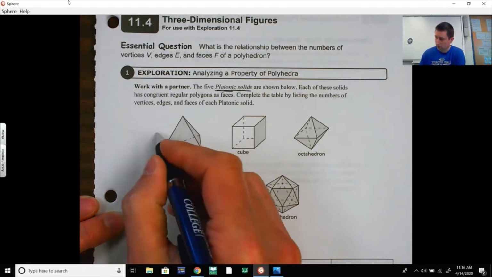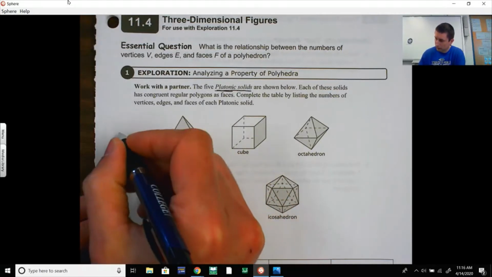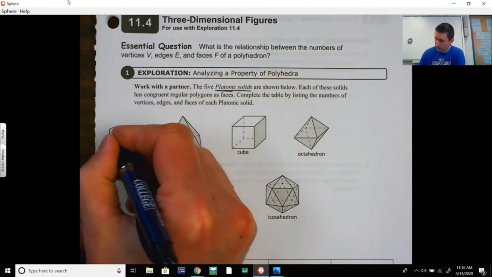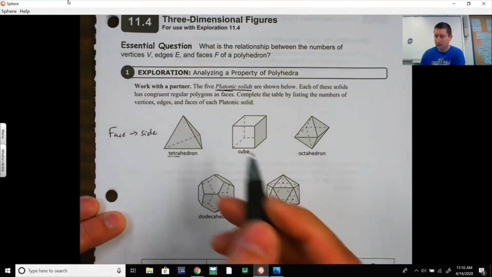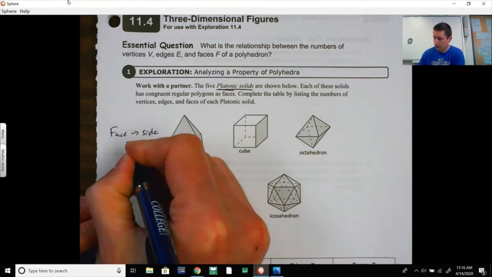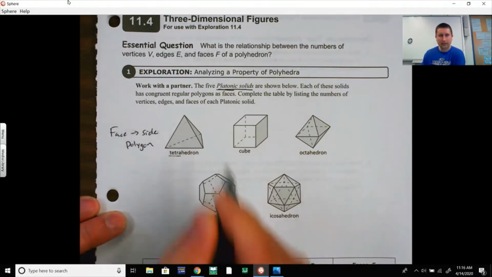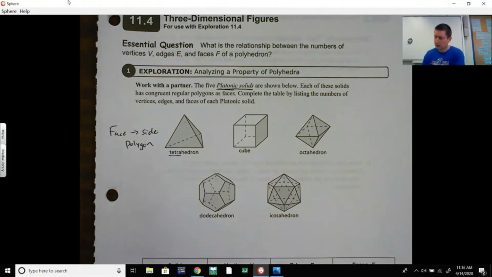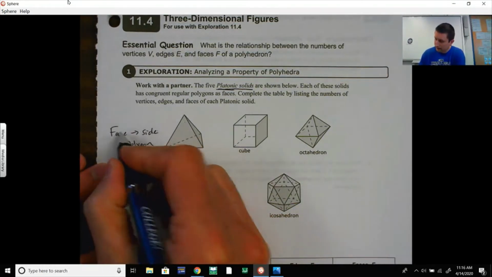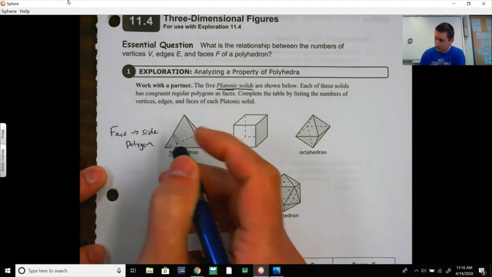So the face is what they're talking about here. Think of it as kind of the side. And in order for it to be a hedron, it has to be a polygon. We'll talk about that later: what makes a hedron, what doesn't make a hedron, or hedra. So the face is a side and it has to be a polygon.